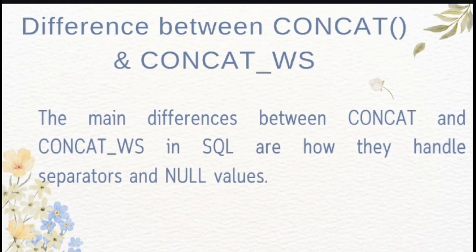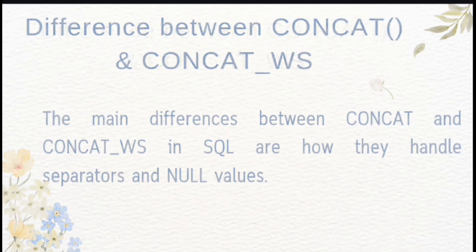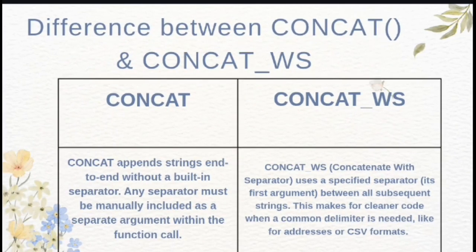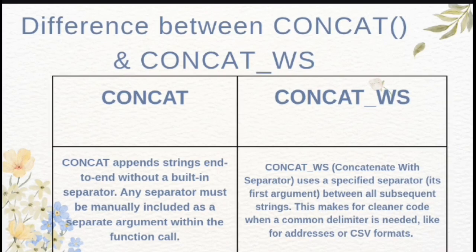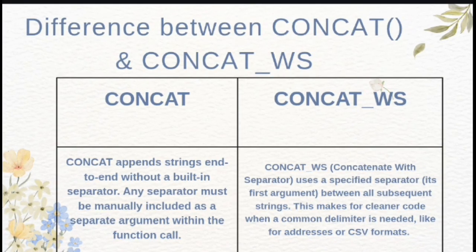The main difference between CONCAT and CONCAT_WS in SQL is how they handle separators and null values. Difference between CONCAT and CONCAT_WS. CONCAT appends strings end to end without a built-in separator. Any separator must be manually included as a separate argument within the function call.